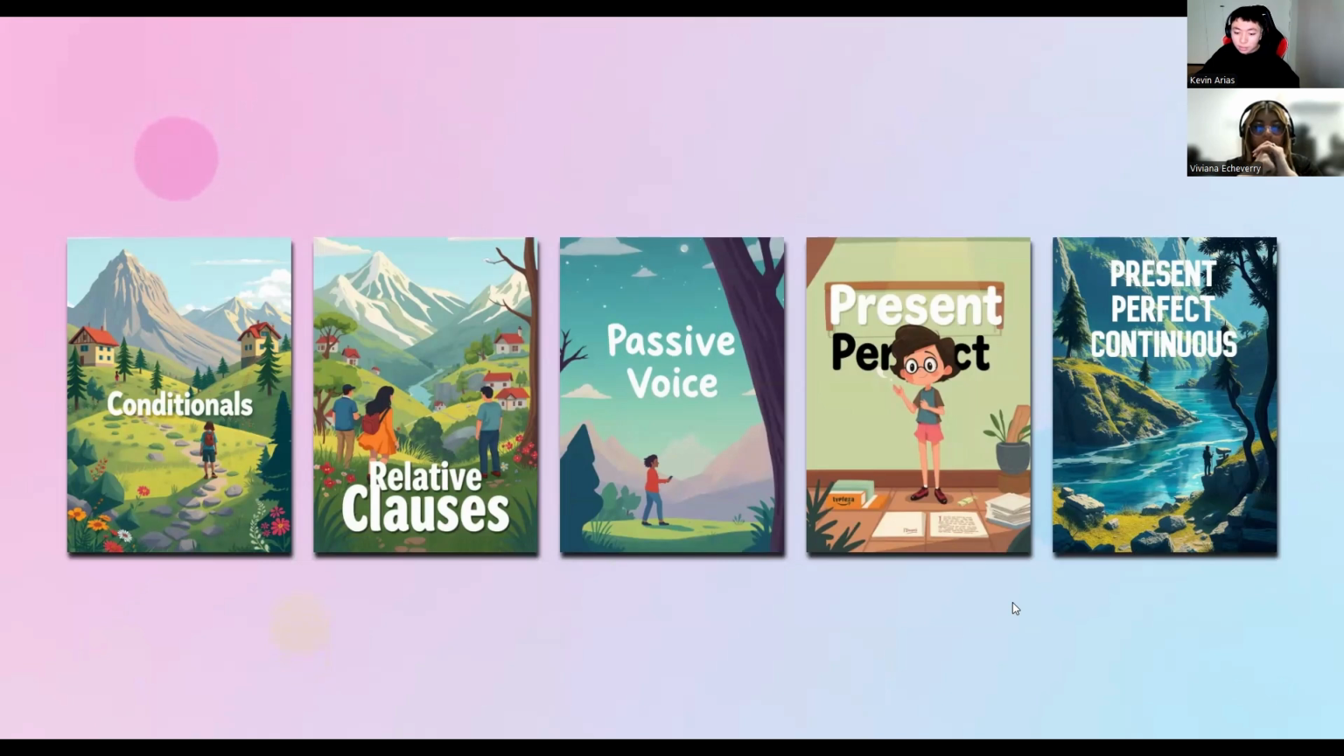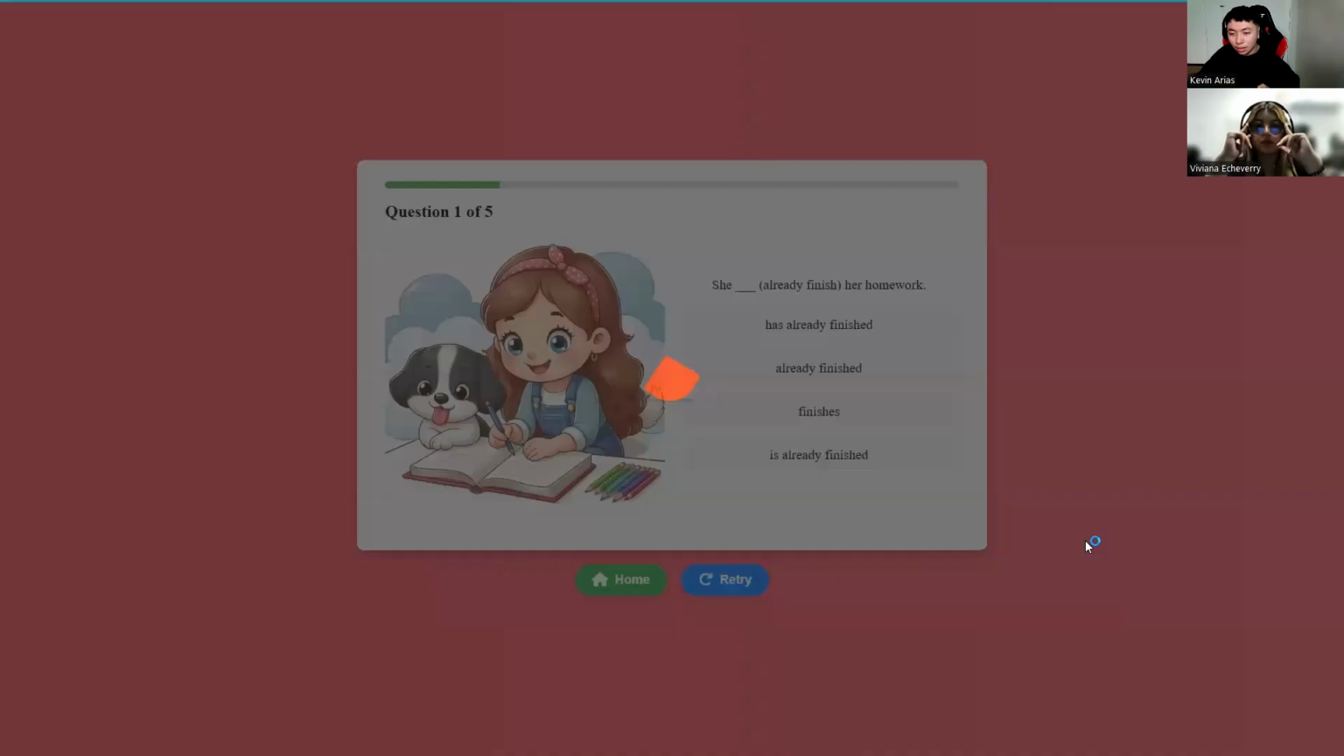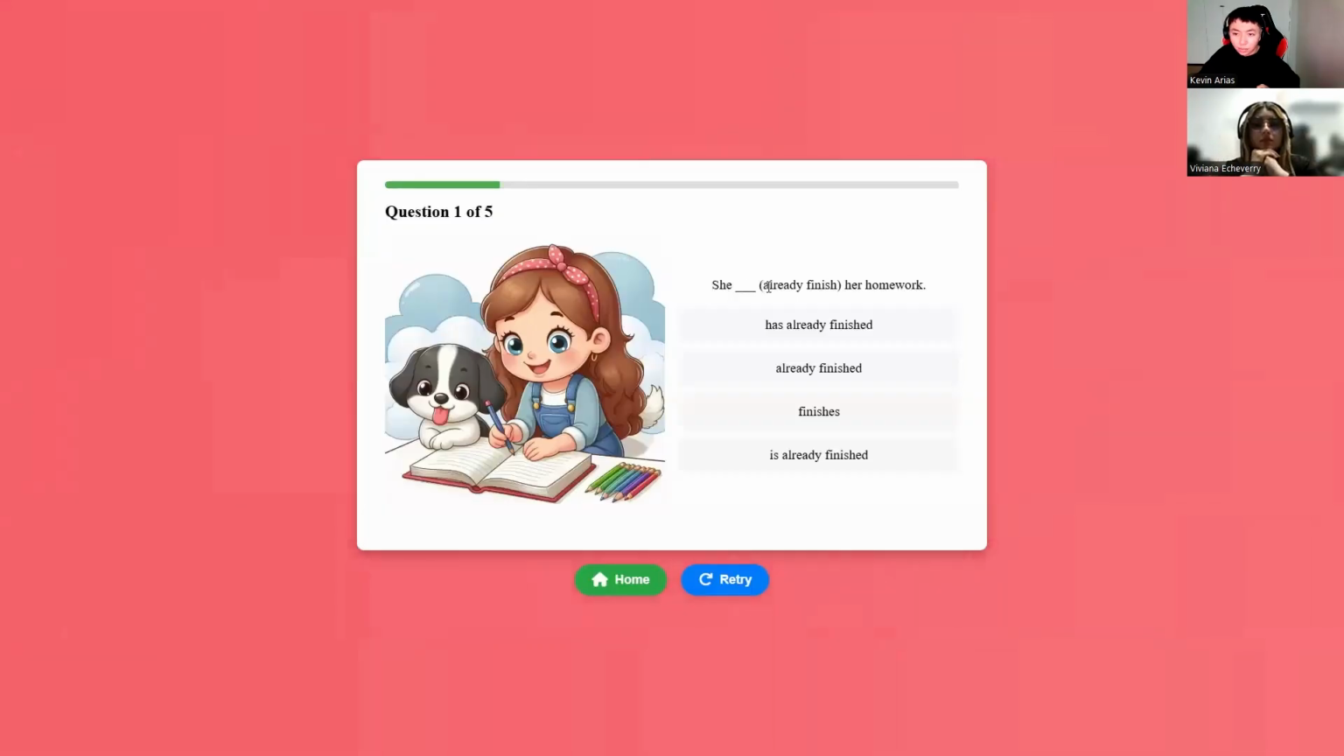Be careful with verbs like know, like, understand, which are stative verbs, and often avoid continuous forms. For example, I have known him for years, not I have been knowing him for years. So, in the first question, we have: she already finished her homework.